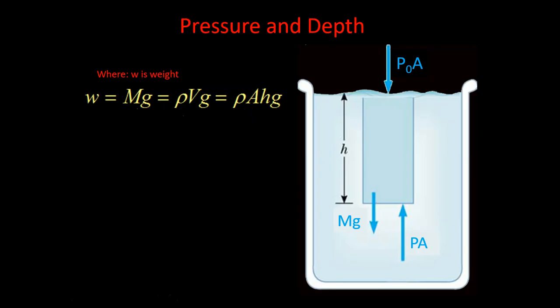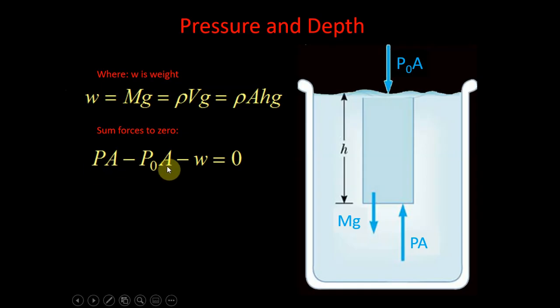As we said before, our sum of our forces is going to come to 0. This means PA, the upwards force, minus P0A, the downwards force, minus the weight, is equal to 0. That gives us A in both of these cases. And this is the same area. So factoring out A gives us P0, the atmospheric pressure in this case, plus rho GH. And this is an important result to remember, and you're going to use this quite frequently.